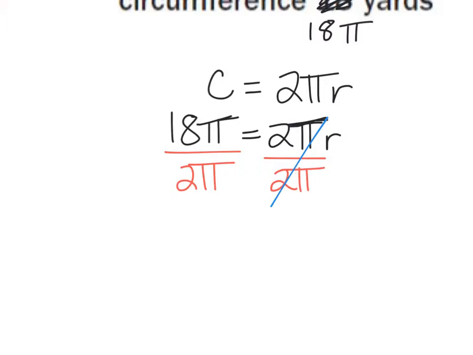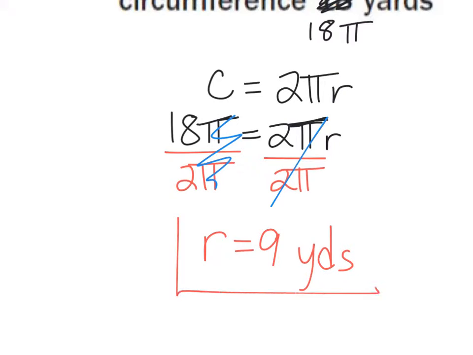And so this obviously cancels out. What happens with the pi's on the left-hand side? They also cancel out because pi over pi is 1. So all you're left with then is 18 divided by 2. So what's the radius? 9. The radius is 9 what? 9 yards. Not 9 pi. Pi is gone. So conveniently, your pi's will cancel out. Cool. Moving on.